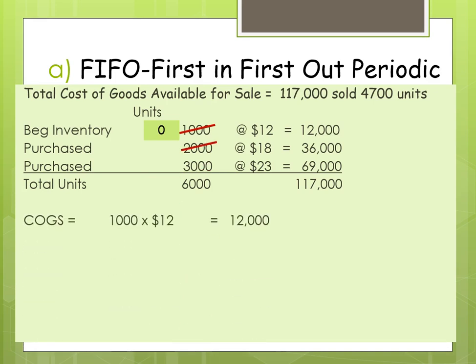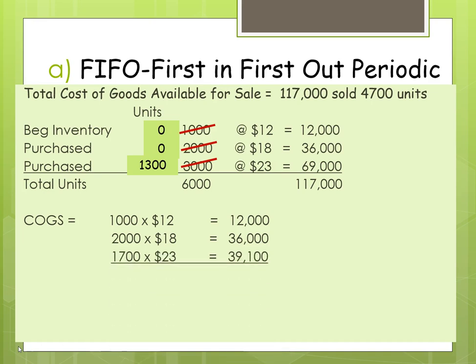Now we're going to take 2,000. We still have 1,700 left, and we're going to now take 2,000 at $18. And now we're going to take 1,700 from here, leaving 1,300, and we're going to add that up, and that gives us our cost of goods sold. We sold 4,700 units, and using FIFO, we end up with cost of goods sold of $87,100.